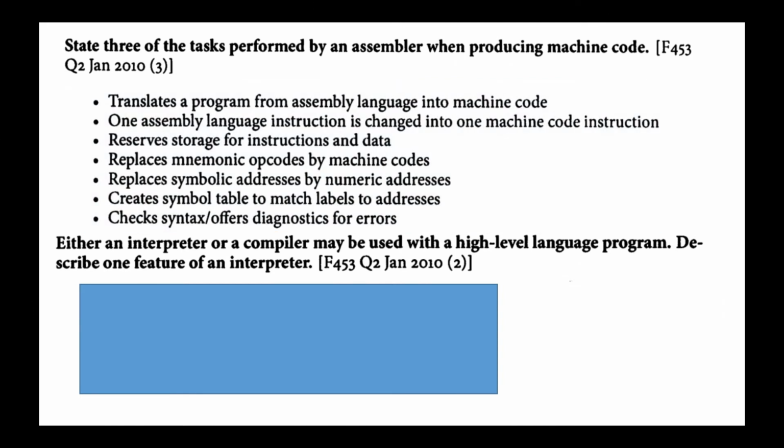So 3 tasks performed by an assembler when producing machine code is that it translates a program from assembly language into machine code. So basically you just repeat the question there. One assembly language instruction is changed into one machine code instruction. Reserves storage for instructions and data. Replaces mnemonic opcodes by machine codes. Replaces symbolic addressing by numeric addressing. Creates symbol tables to match labels to addresses. Checks syntax or offers diagnostics for errors.